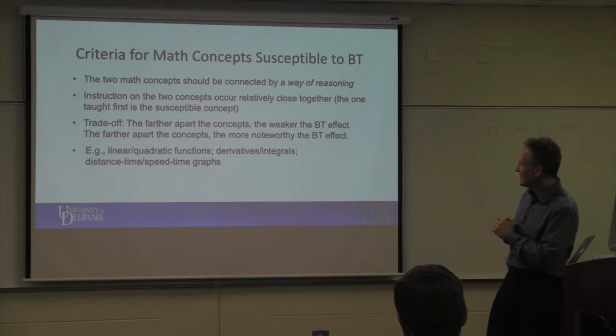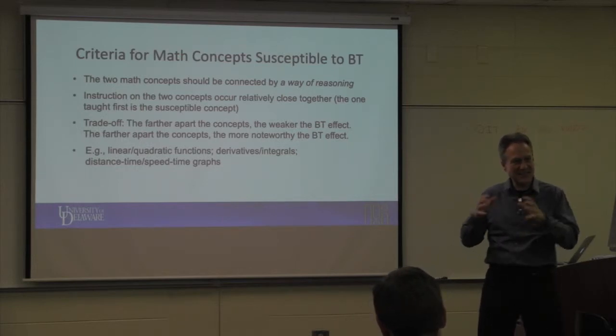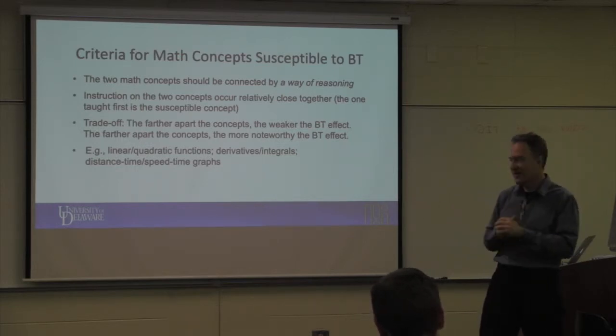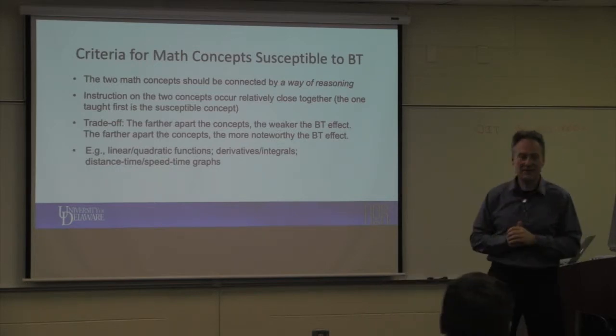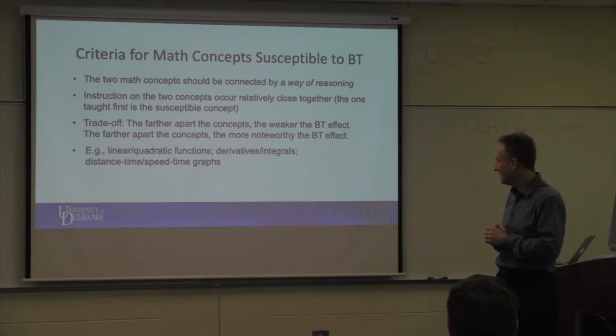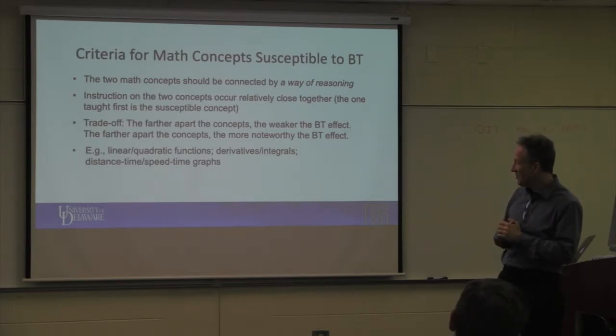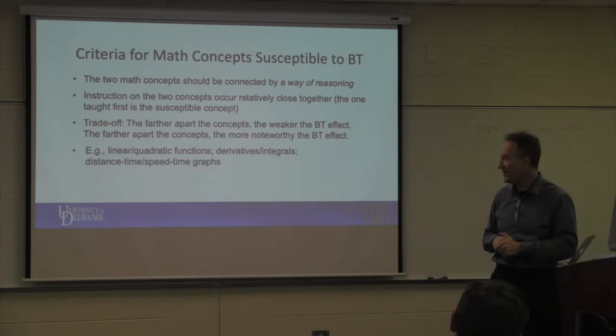And then here are a couple of examples that I showed: linear and quadratic functions are a nice distance apart. They're not too close together, but there's potential there for a backward transfer effect. One of my grad students showed that derivatives or differentiation and integration are a nice distance apart where you can see an effect. A teacher said that with their students, distance-time graphs and then speed-time graphs are another context where you might see backward transfer.